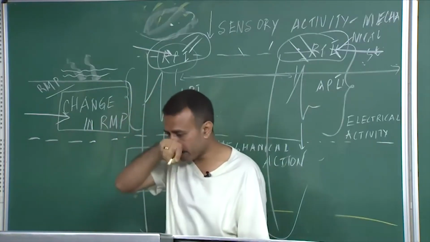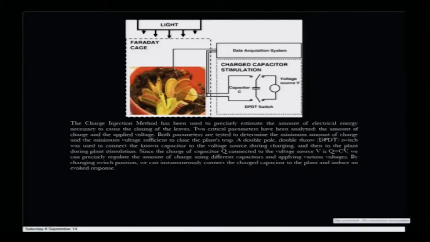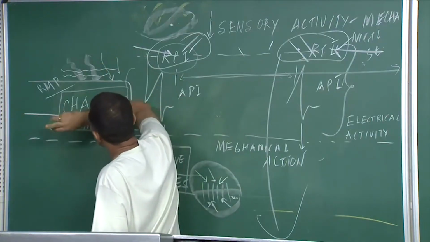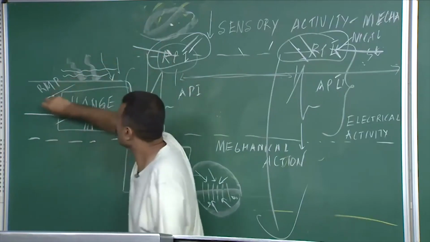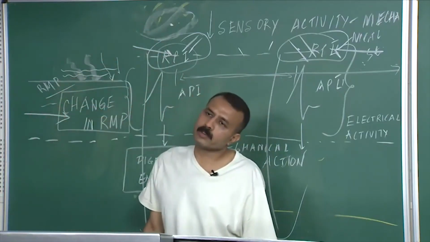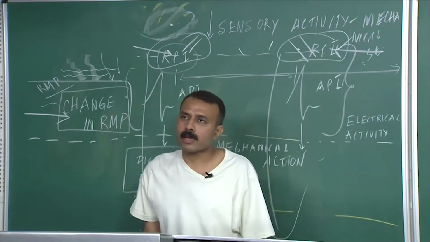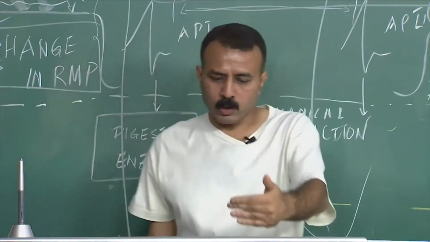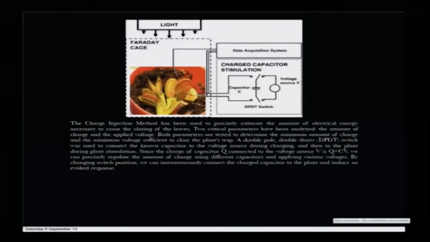If you come back to the slide, you will see this is how these kinds of charge injection methods are being used, precisely to estimate the amount of electrical energy necessary to cause the closing. So, there is a mechanical energy here, and now you are replacing the mechanical touch sensation with an electrical stimulus. When we talk about the electrical stimulus, essentially we are injecting a specific amount of charge particles. This is what the charge injection method highlights: it has been used precisely to estimate the amount of electrical energy necessary to cause the closing of the leaves.